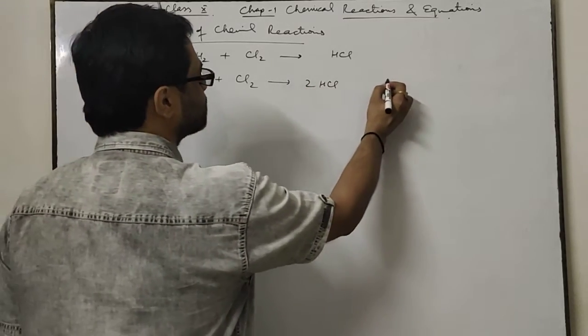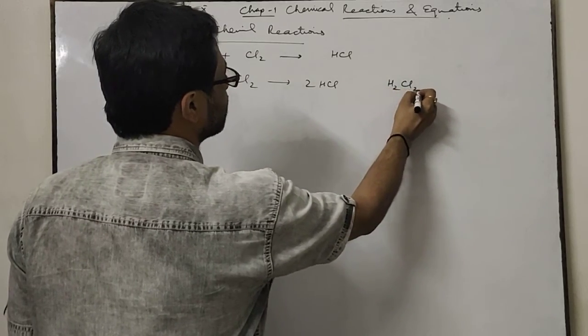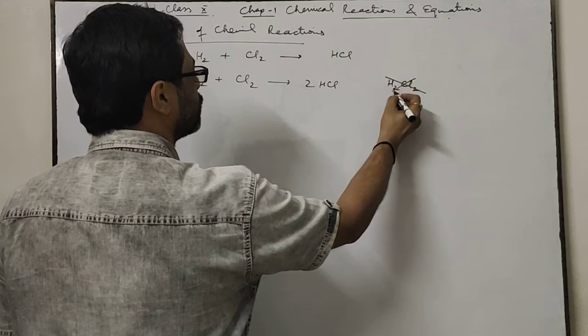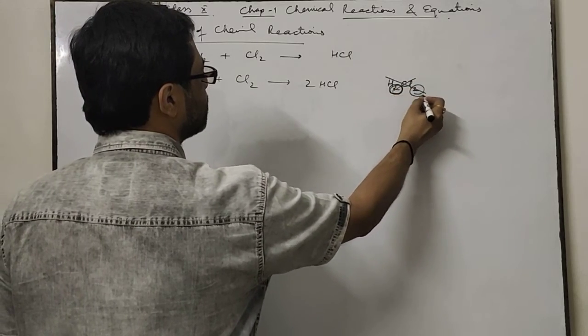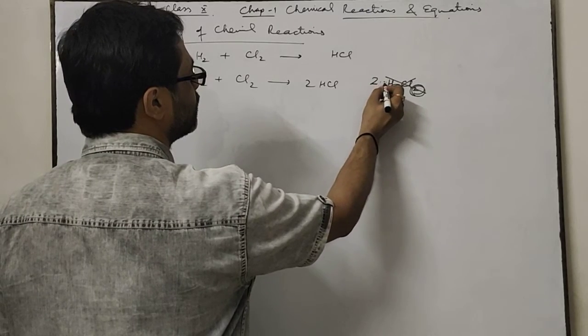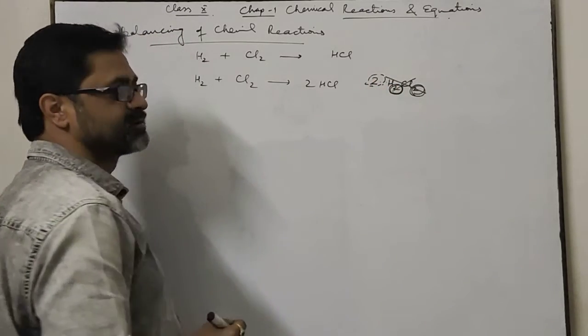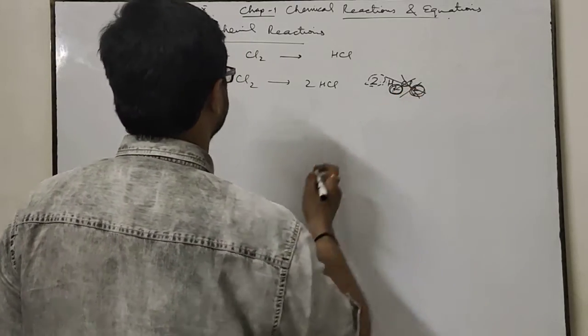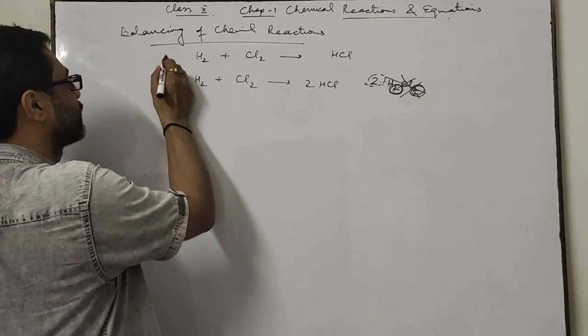On balancing, you do not write like this. This one is incorrect. You are not able to change the small subscript numbers. You can put any number only before the formula. Here, you don't write anything.